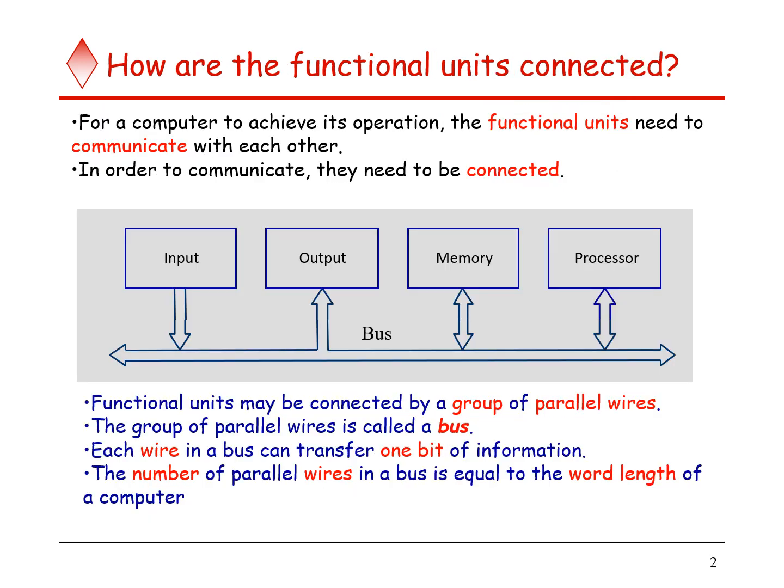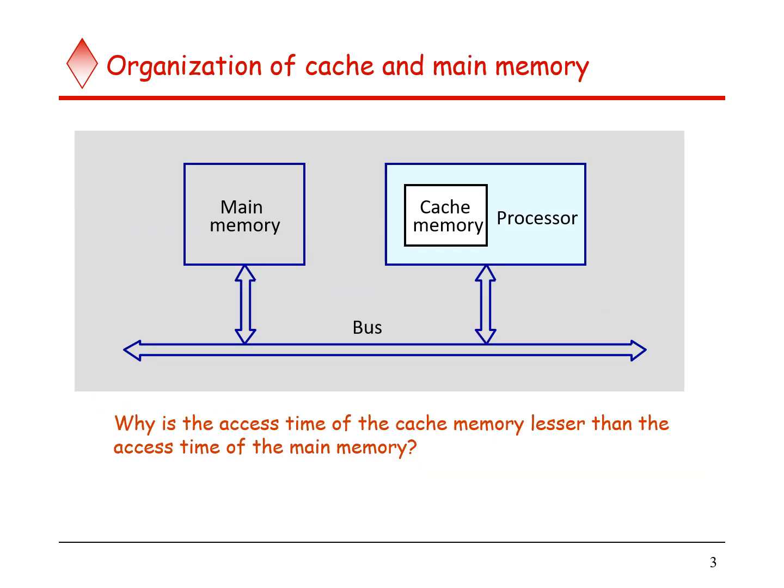Now, how are these functional units connected? They are all connected by the common bus. Bus is just a parallel group of wires, and the bus carries zeros and ones. That is, each wire in a bus can transfer one bit of information. So, all the components are connected by a parallel set of wires called bus. And the number of parallel wires in a bus will be equal to the word length of your computer. That will be the size of your data.